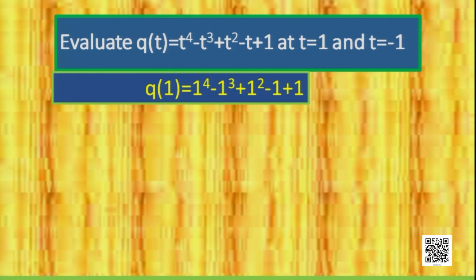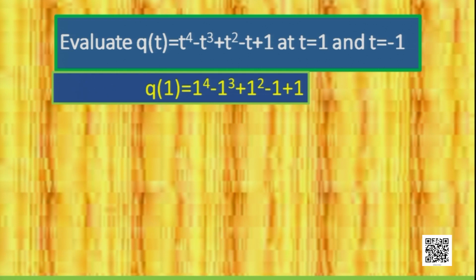In place of t, just replace 1. So t to the power 4, here it is 1 to the power 4. Minus t to the power 3, here it is minus 1 to the power 3. Plus t square, here it is plus 1 square. And minus t, here it is minus 1. And plus 1 is there, so 1 is also there.